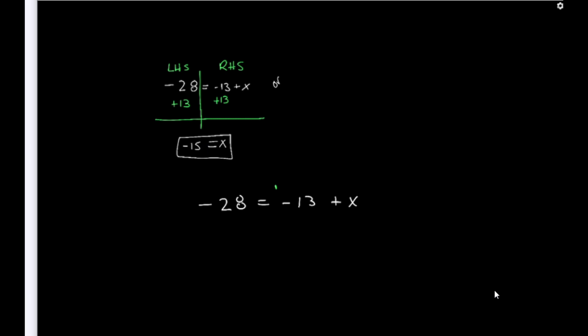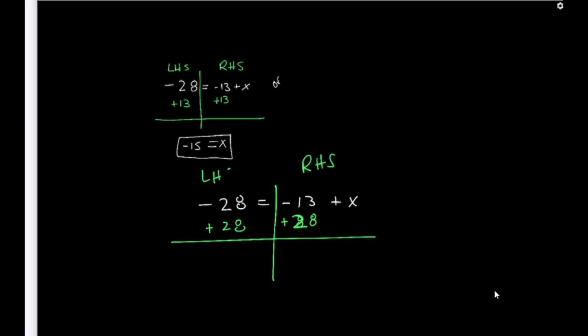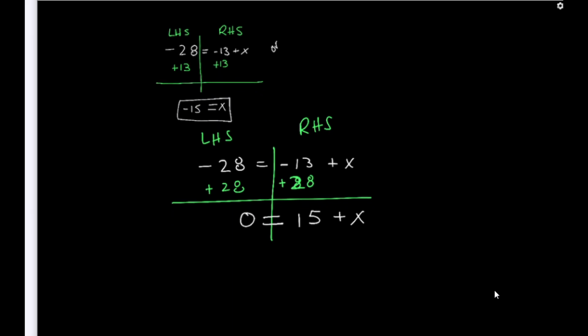Let's say that you are in the habit and you always go ahead and try to move the numbers over to the right-hand side first. So your first step was to add 28. All right, when you do that, something very interesting happens over here on the left-hand side. This negative 28 plus 28, you actually have to write 0 this time. So then I get 0 is equal to 15 plus x.